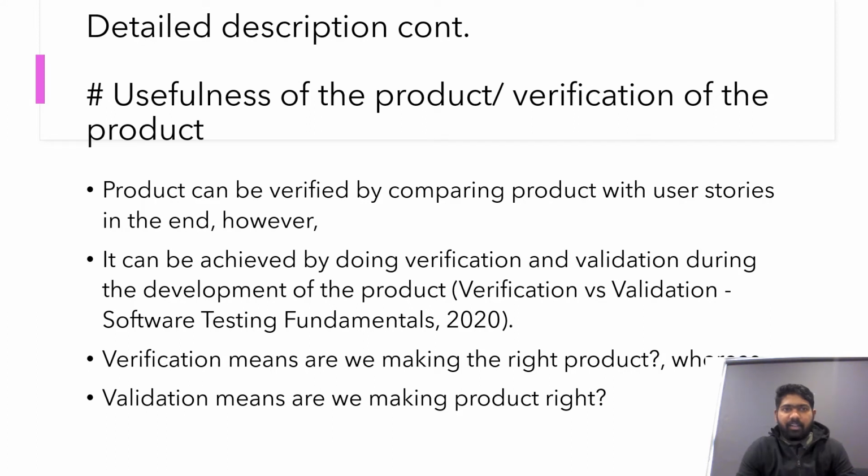This slide is a detailed description of the content, which is like usefulness of the product, which is verification and validation. It's nothing but comparing the product with the user stories. It can be achieved by doing verification and validation during the development of the product. Software testing, its fundamentals, and verification is nothing but making the right product at the right time. Validation means making use of the right product.